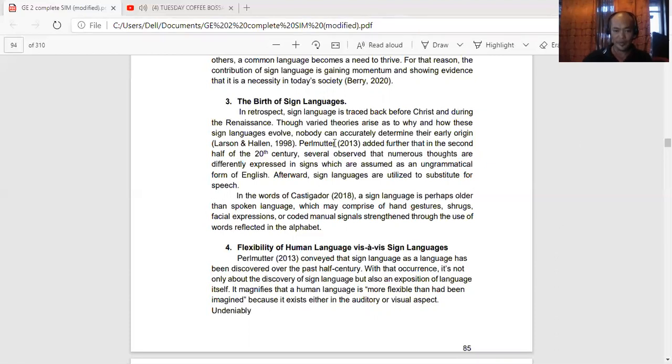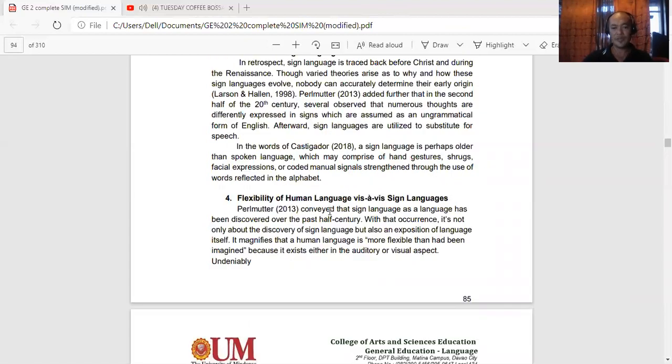Okay, so number 4, flexibility of human language vis-a-vis sign languages. Perlmutter conveyed that sign language has been discovered over the past half century. With that occurrence, it's not only about the discovery of sign language, but also an exposition of language itself. It magnifies that the human language is more flexible than had been imagined. So, because it exists already in the auditory or visual aspect.